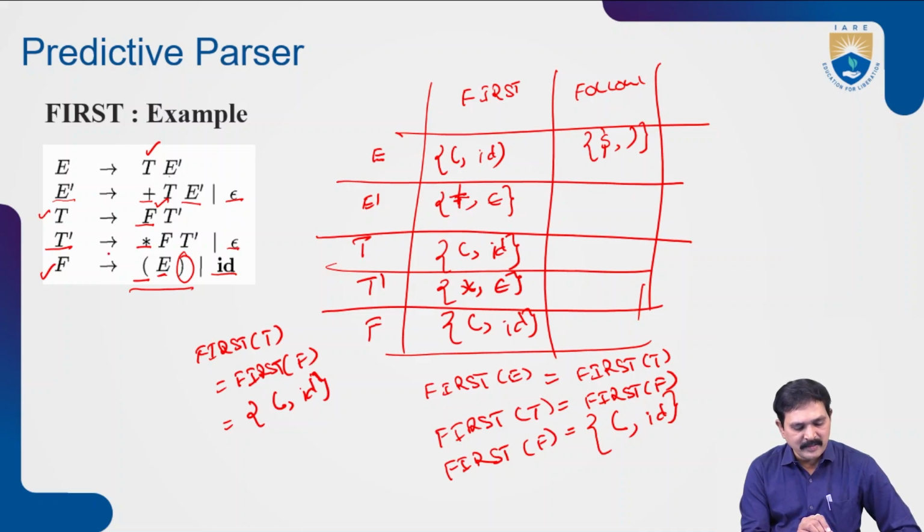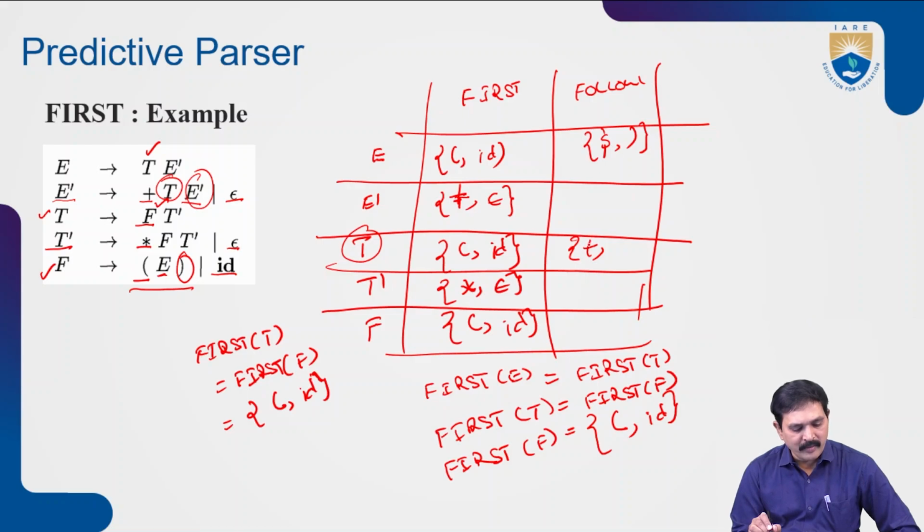And one more is follow of T. Follow of T is equal to first of E dash. So we find first of E dash. First of E dash may include plus and null, but you can include only the plus value. Plus value only.